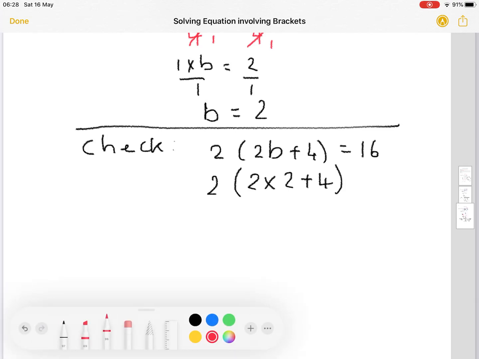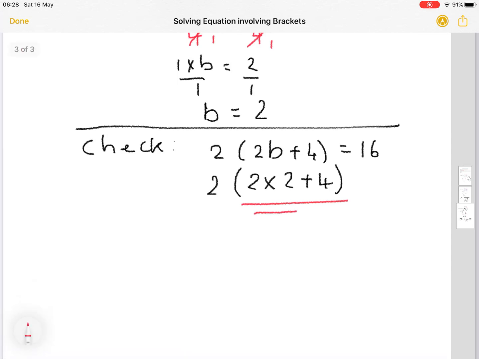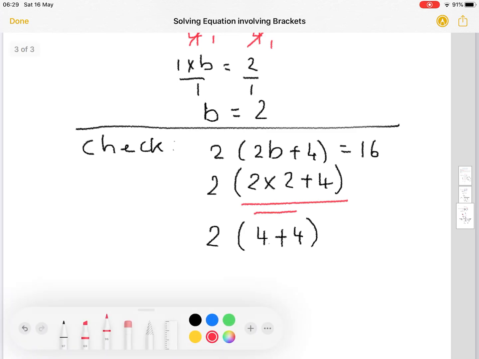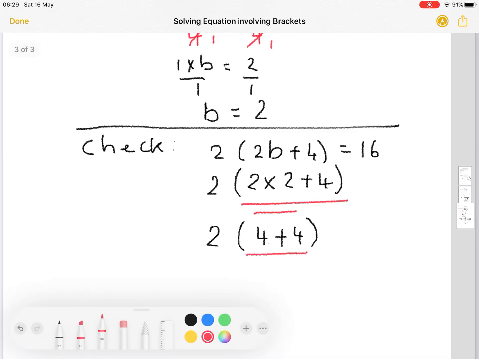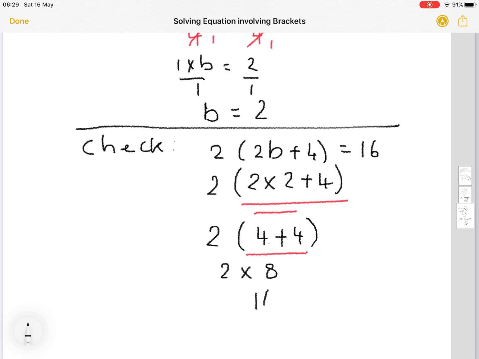Now we're going to work the brackets first. But from the bracket, I need to work the multiplication first, because inside the brackets I also have a mixture of operations. 2 times 2 is 4. 4 plus 4, I'm going to work the brackets first now. As we said, 4 plus 4 is 8. That means 2, the brackets means multiplication, 2 times 8. And 2 times 8 is 16.